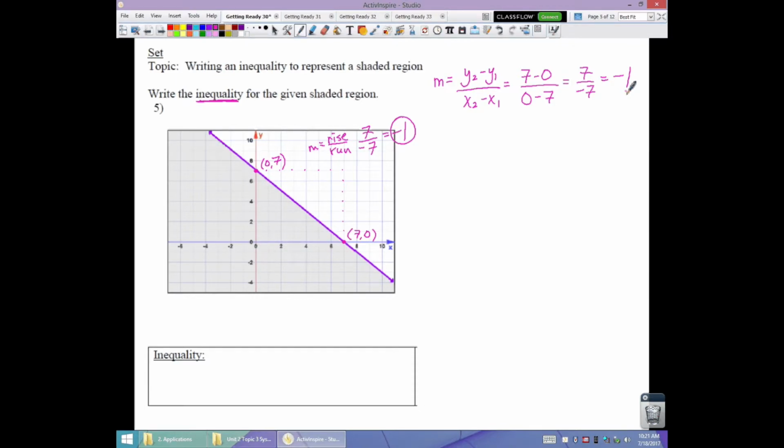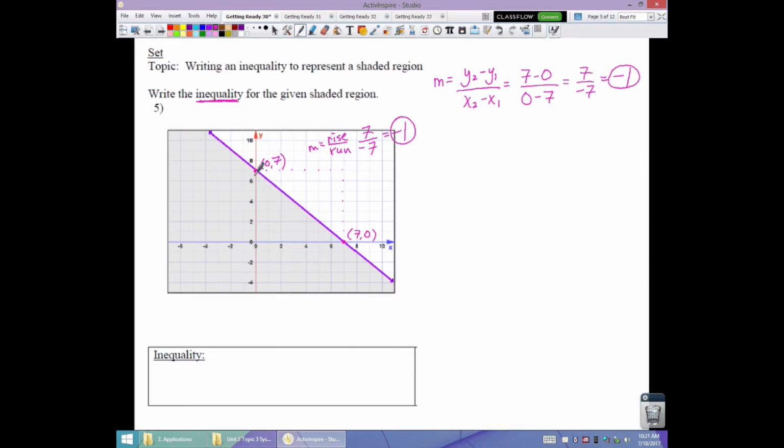Now, if you counted in the opposite order from what I showed you, or if you put them in the formula in the opposite order, you would have just gotten the negative 7 on top and the positive 7 on the bottom. Negative 7 over positive 7. That's still negative 1. That's also a correct method. All right, so I have my slope.